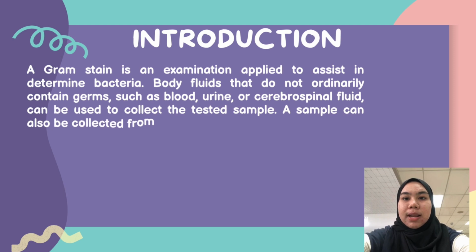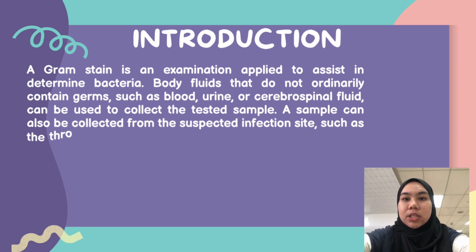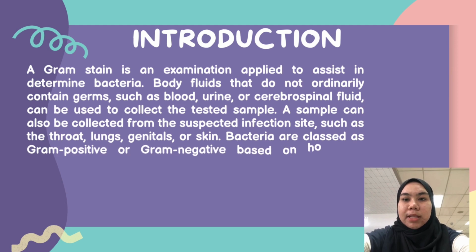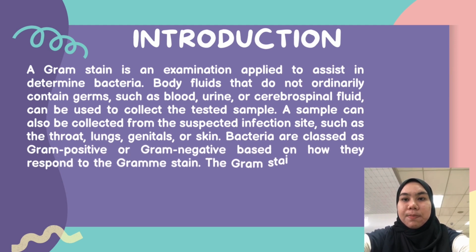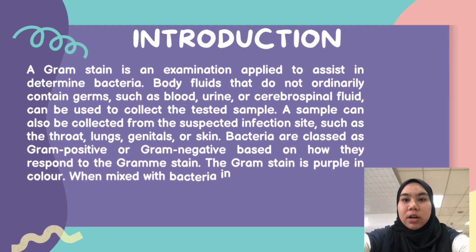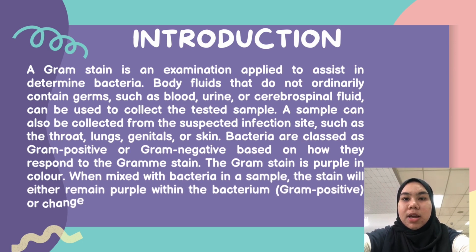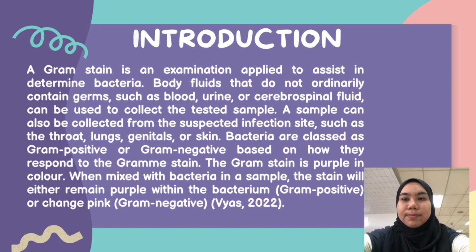The sample can also be collected from the suspected infection site, such as the throat, lungs, genitals, or skin, and bacteria are classed as gram positive or gram negative based on how they respond to the gram stain. The gram stain is purple in color, and when mixed with bacteria in its sample, the stain will either remain purple within the bacterium, gram positive, or change pink, gram negative, according to BIAS 2022.